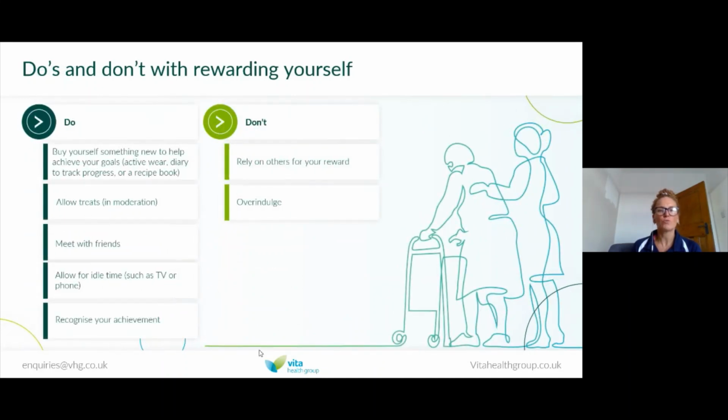Okay, so the do's and don'ts with rewarding yourself. We just briefly touched on this on the previous slide, but here we have do's. Buy yourself something new to help achieve your goals, so activewear, a diary to track your progress, or a recipe book. Allow for treats in moderation, as I said about that chocolate bar. Meet with friends, so use your friends to help you reward yourself, that's always good fun. Allow yourself some idle time, so watching a bit of TV or using your phone, and recognize your achievements as well. And then don't rely on others for your rewards, and don't overindulge.